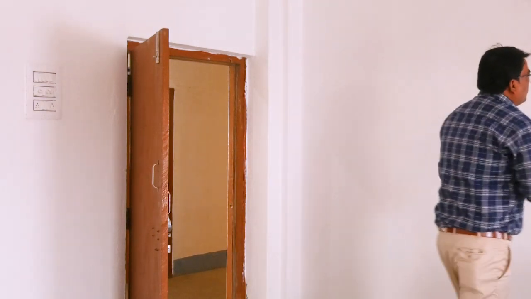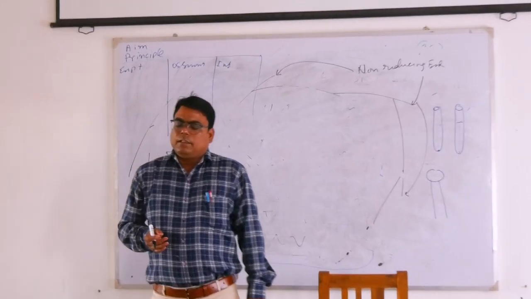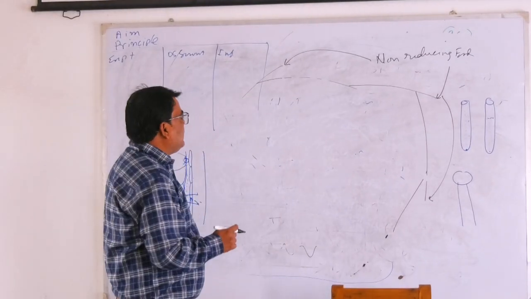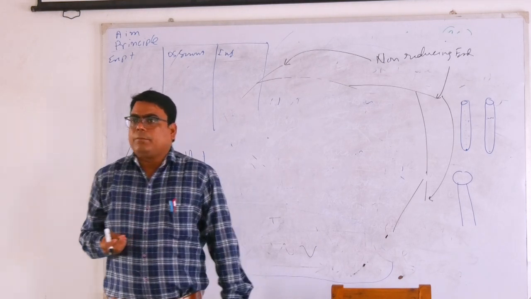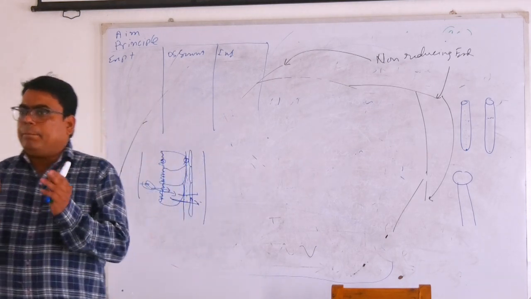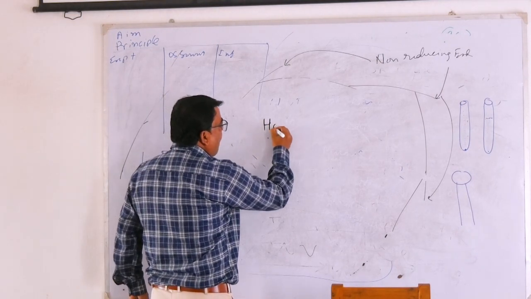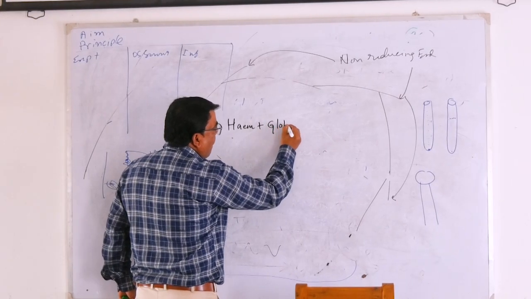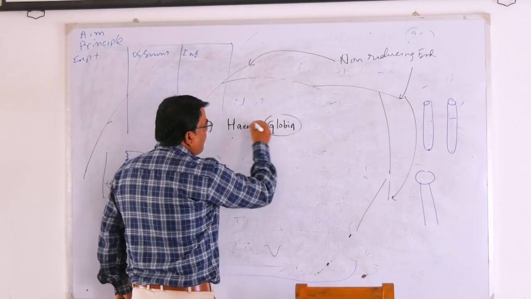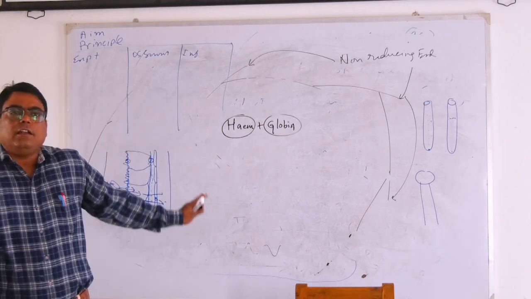Breakdown of heme. There is a metabolic pathway we will discuss later in detail. But you already know hemoglobin is a conjugated protein formed by heme plus globin. It is called hemoglobin.